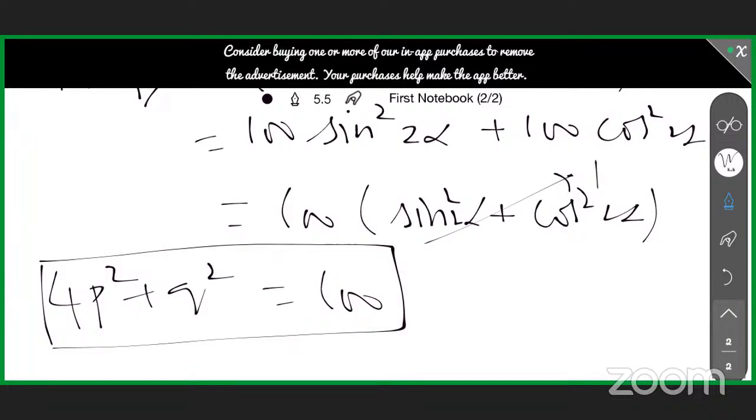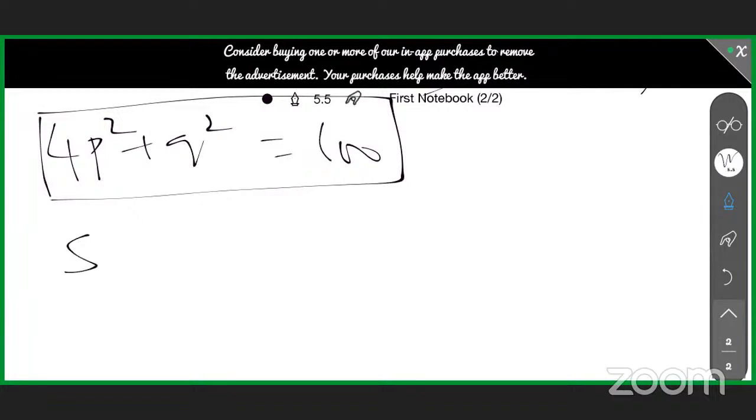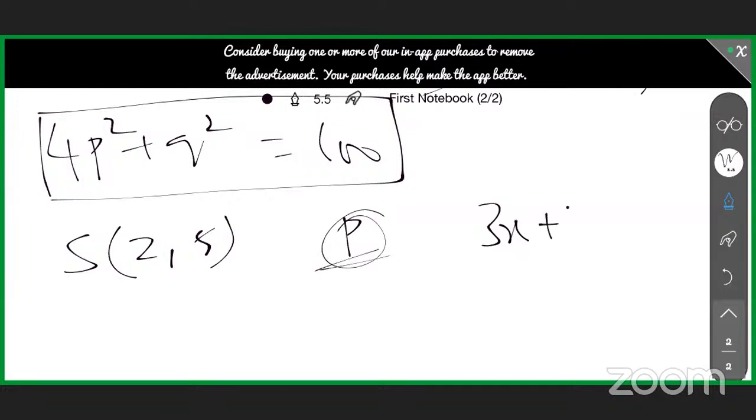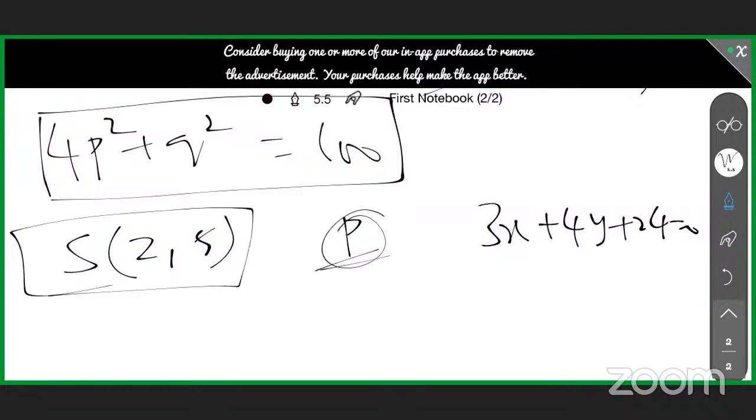Now, next question is, they are telling that S is a point 2 comma 5. There is another point P. This point is moving such that its distance from the line 3x plus 4y plus 24 is equal to 0. Means S 2 comma 5 is one point.